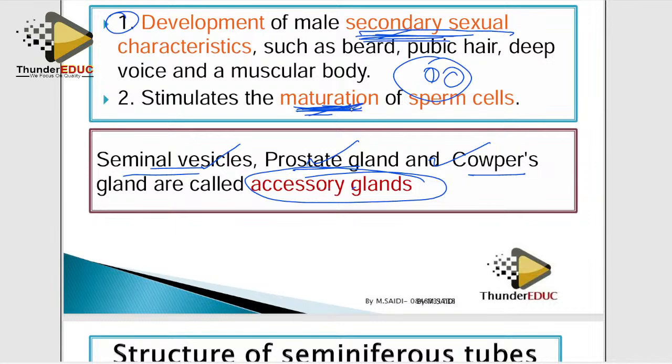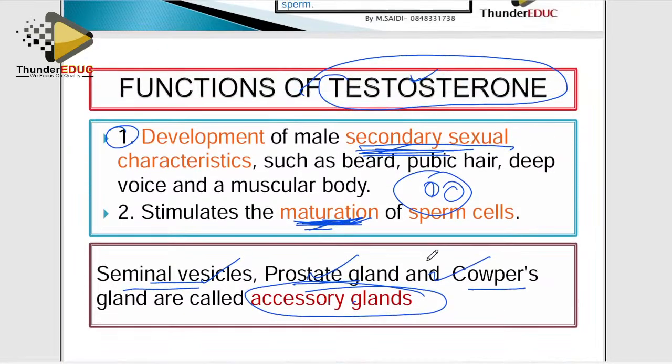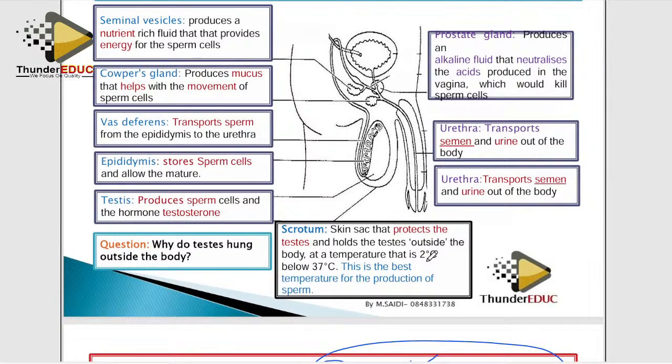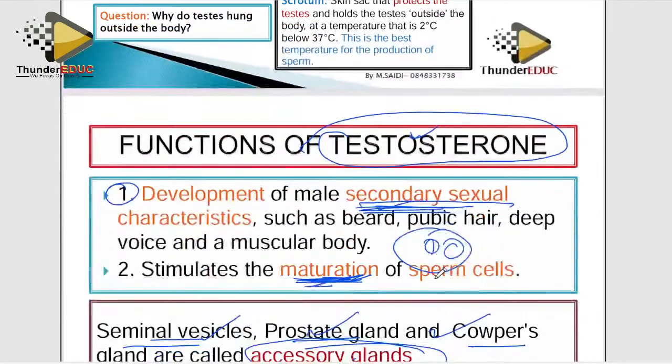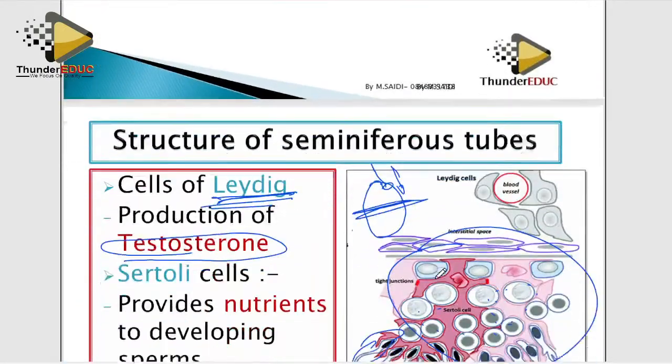So the testosterone, we say that it is very important in stimulating the maturation of the sperms, for the sperms to mature. Remember, we said that sperms are maturing in the epididymis. You see how we said store sperms and allow them to mature. It means that this testosterone has an effect in this epididymis. Yes. So that is number one.